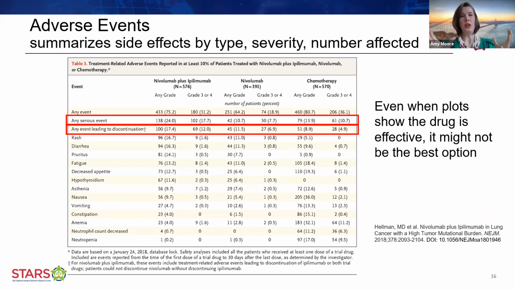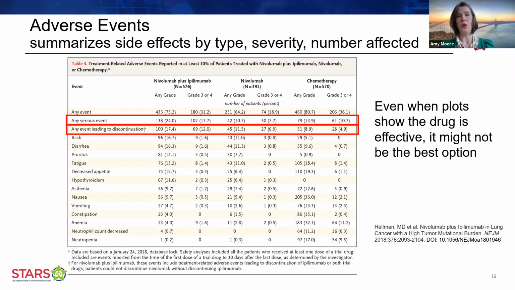So here we've highlighted in red two different categories. We're looking first at any serious event, and then we have three columns looking at the combination, the single agent, nivo, or chemotherapy. We see the number of patients, and then a percentile in parentheses. In the case of the combination, it looks like more patients are having serious events compared to chemotherapy alone.